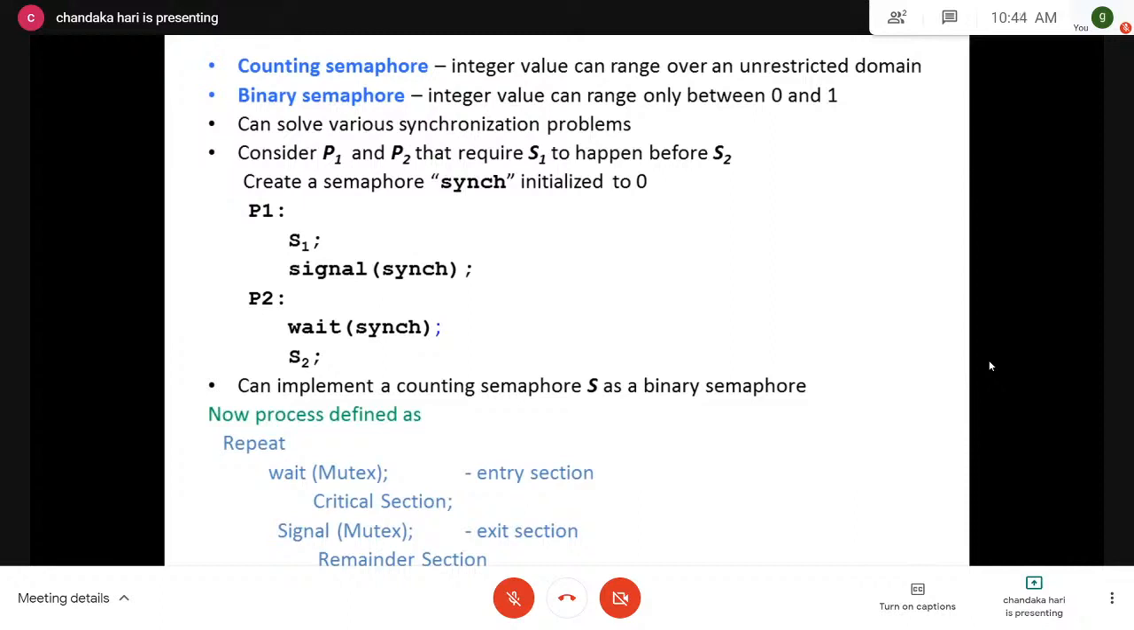Now statement 1 is executed. After that, immediately it releases the semaphore value. Meanwhile, process P2 is initially waiting for the synchronization variable. Once it is obtained, then it is allowed to continue.